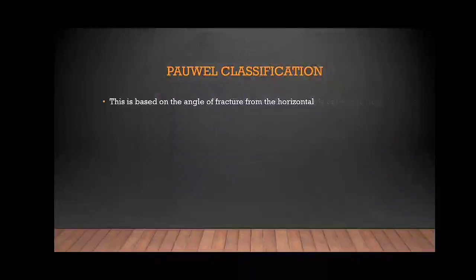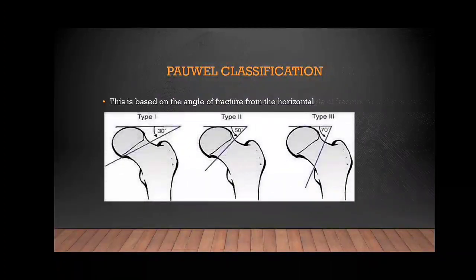So we move further with Pauwels classification. In this, the classification is based on the angle of fracture from the horizontal. So what you can see is angle made or subtended by the fracture line with the horizontal describes the prognosis of the fracture. So type 1 is 30 degrees, type 2 is up to 50 degrees and type 3 is more of a vertical fracture, that is 70 degrees.